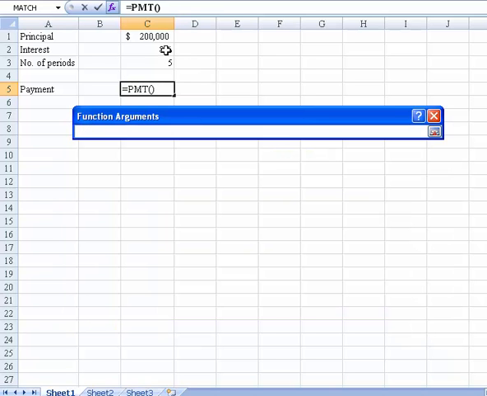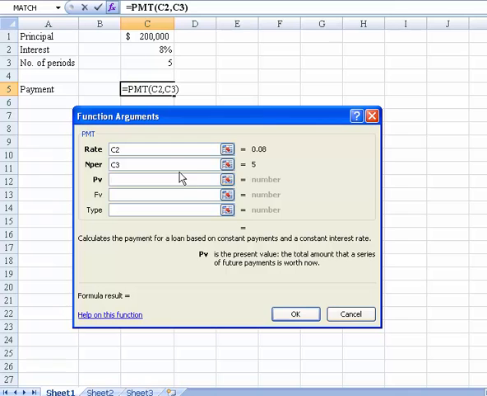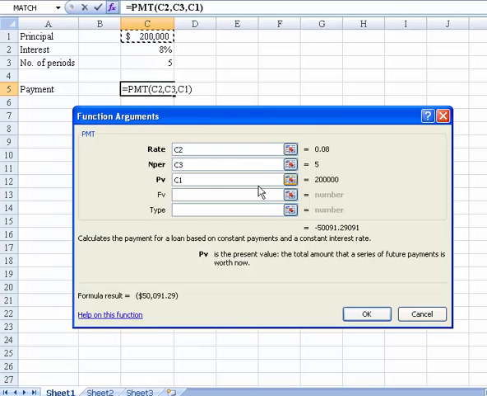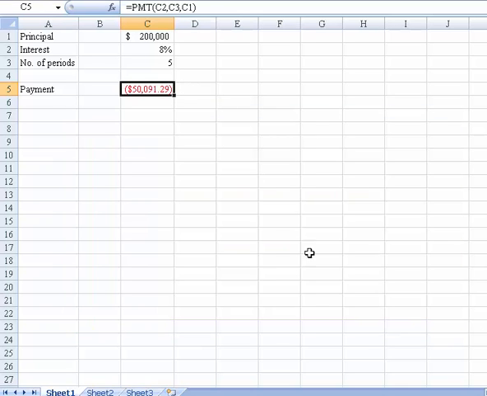Well, the rate appears in cell C2. Number of periods appears in cell C3. The present value is the amount of the loan, $200,000. And the future value will be 0 at the end, so we can leave that off. And we're assuming that the payments are made at the end of the period, so we can leave that empty as well, or you can make it a 0. I tend to leave it empty. And if I hit enter, I get the amount of the payment.